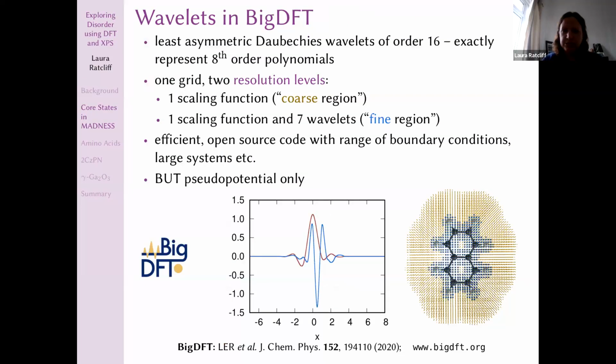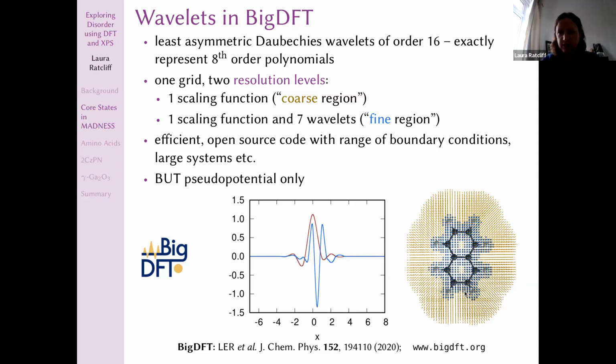So we use these in BigDFT, but instead of the simple Haar wavelets, we use these least asymmetric Daubechies wavelets of order 16, which have the nice feature that they can exactly represent 8th order polynomials. So we have our red function as the scaling function and the blue function as the wavelets. In BigDFT, we have a single grid with a fixed grid spacing, and then we have two resolution levels. Far from the atoms, where the wave functions are smooth, we have a coarse region which just has a scaling function on each grid point. And then close to atoms, where the wave functions are more quickly varying, we have a scaling function and 7 wavelets, and this we call the fine region.